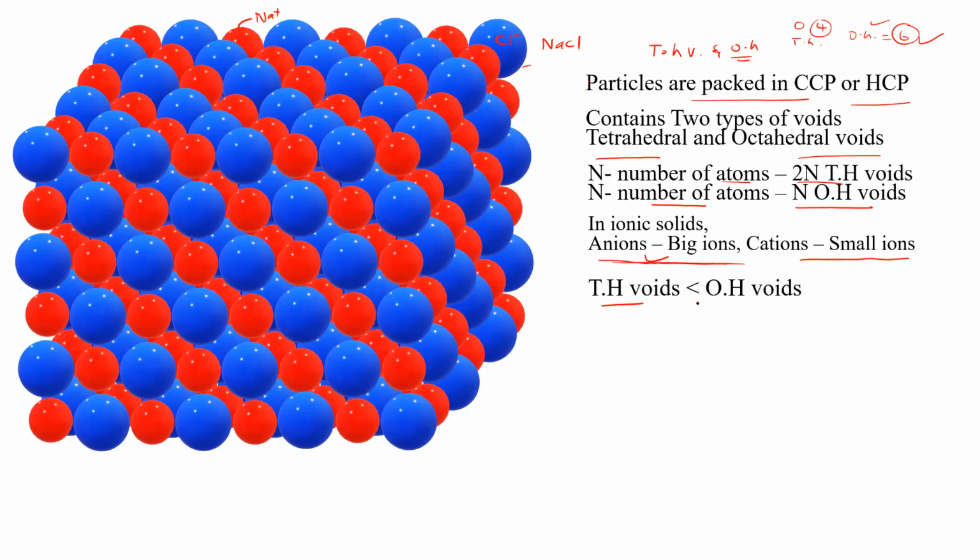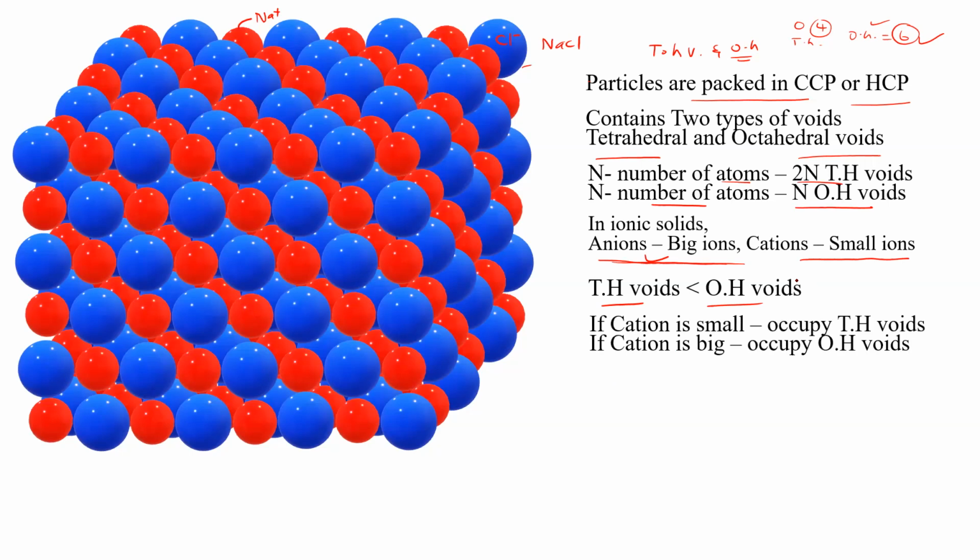We know that the tetrahedral voids are smaller than the octahedral voids. Usually the anions will occupy the lattice points. And what about the cations? They occupy the voids. If cations are smaller, then they occupy tetrahedral voids, because the tetrahedral voids are also very small. If the cation is big, then it will occupy octahedral voids. So we are comparing.